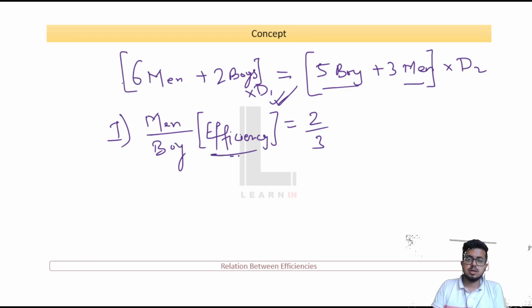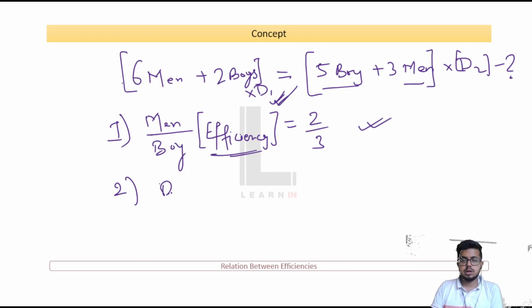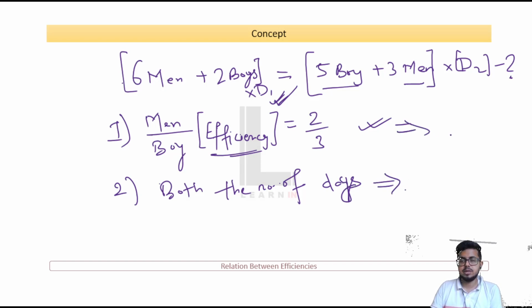But the first requisite to solve this question: if one number of days has been given and the other has not been given, we need to find this, right? So we need the efficiency, or the ratio of men's to boys' efficiency. Now the second one would have been, we would have been given both the number of days, so that we could have found the efficiency. In this we needed to find the number of days, in this we needed to find the efficiency.